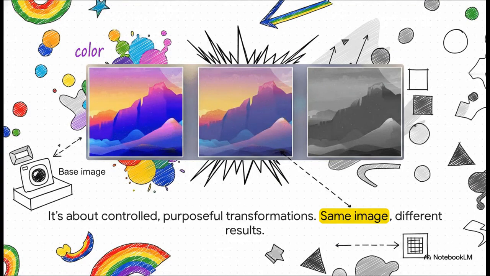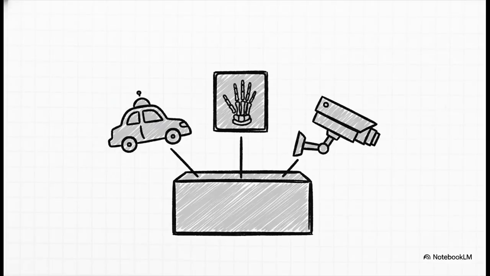In this slide, it's the perfect illustration. See, we've got the exact same base image here, but just by applying different transformations, we can pull out completely different information. One version pops the color, another cranks the contrast, and a third one goes grayscale to focus just on shapes and light. So here's the bottom line. You just can't skip this. I don't care if you're building a self-driving car, a medical diagnostic tool, or a high-tech security system. Pre-processing is the foundation that makes everything else work.